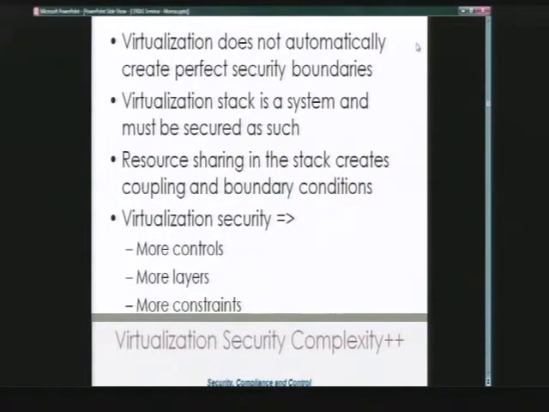Very interesting work. What's the impact of virtualization on security in general? Well, of course, it doesn't automatically create perfect security boundaries. And that's because of the flaws in the underlying software. Now, where do those flaws come from? How many of you have written 100,000 lines of code in a single application? 300,000 lines? 750,000 lines? Okay, so Microsoft Hyper-V, 100,000 lines. Xen, 300,000 lines. How many of you believe those are going to be bug-free in the near future?